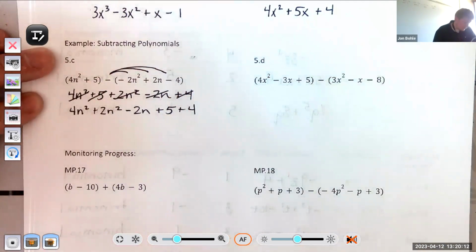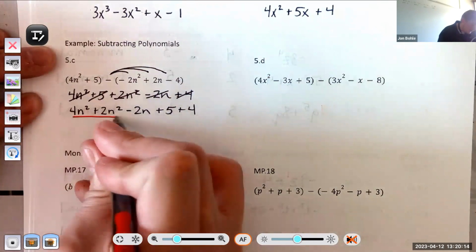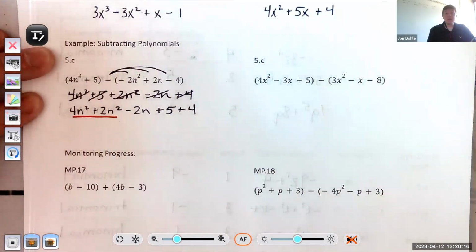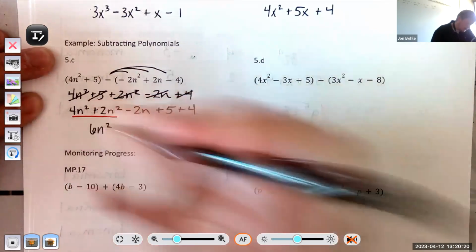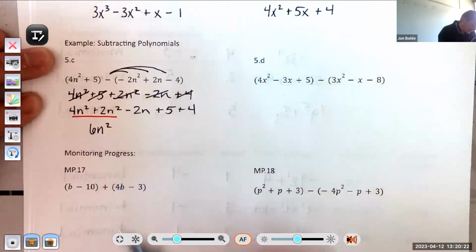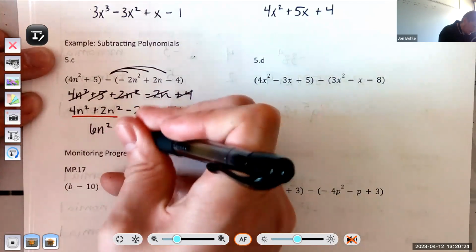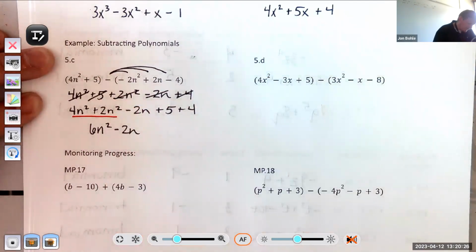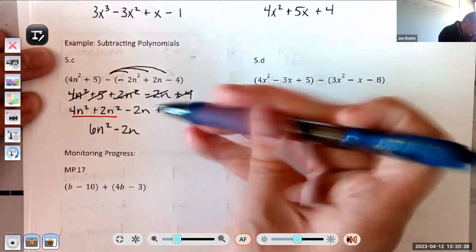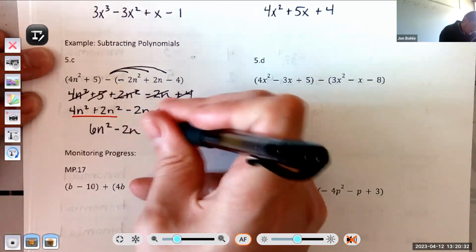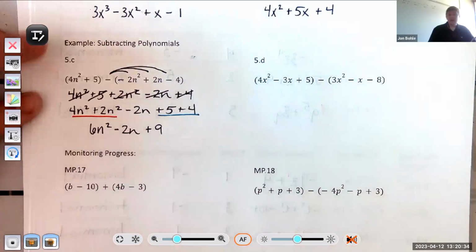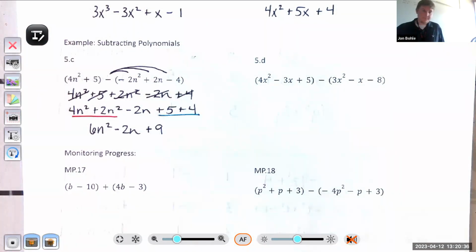Then I combine the parts that combine together. Again, my n squareds will combine together. 4n squared and 2n squared will be 6n squared. Okay, -2n combines with nothing, so it's just going to be -2n. And then 5 and 4, those will combine together into 9. And none of these are like terms, so that's going to be my answer.